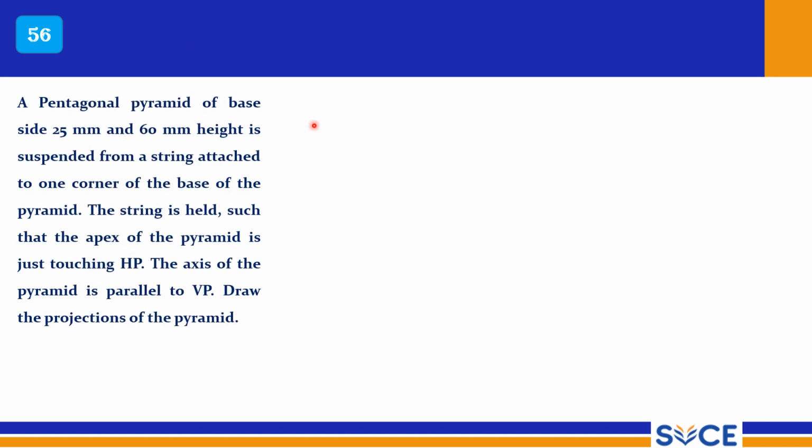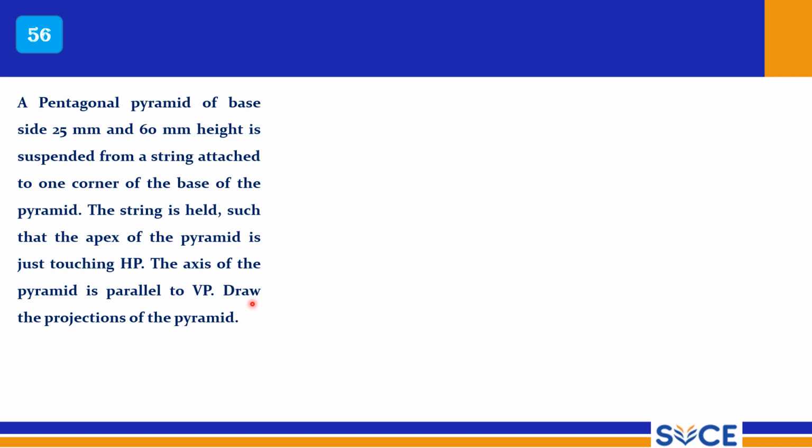A pentagonal pyramid of base side 25 mm and axis 60 mm height is suspended from a string attached to one corner of the base of the pyramid. The string is held such that the apex of the pyramid is just touching HP. The axis of the pyramid is parallel to VP. Draw the projections of the pyramid.